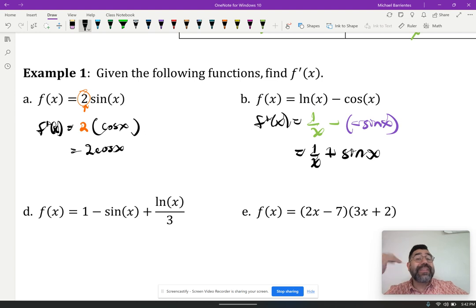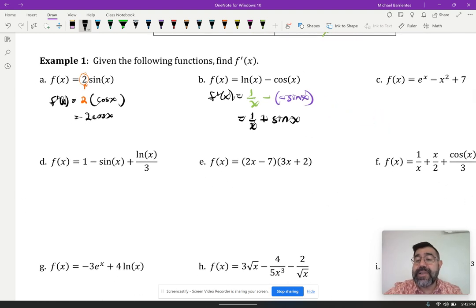So instead of using that limit definition, the limit of f of x plus h minus f of x all divided over h as h approaches 0, we're able to find the derivative function really quick, so that if I do ask you to find the derivative at a specific point, we can definitely do that using this function. Let's do one more and then we'll pause.